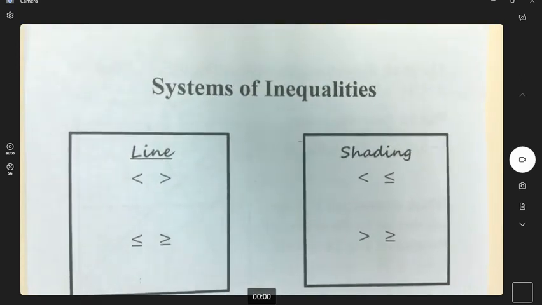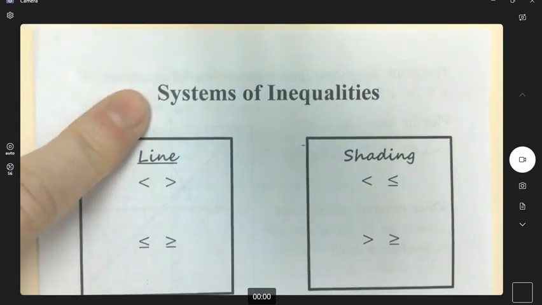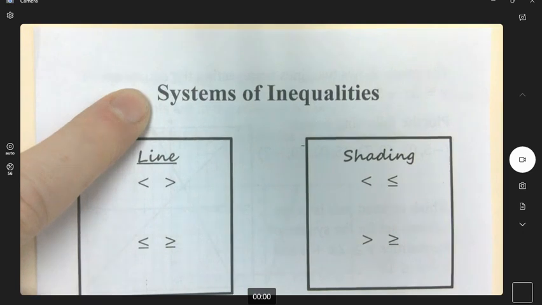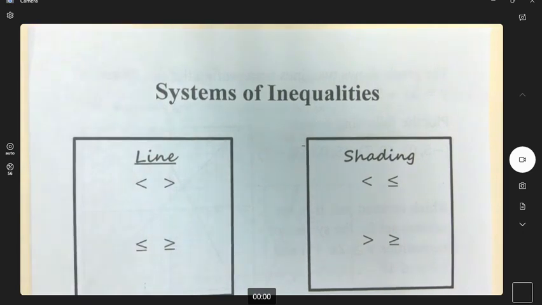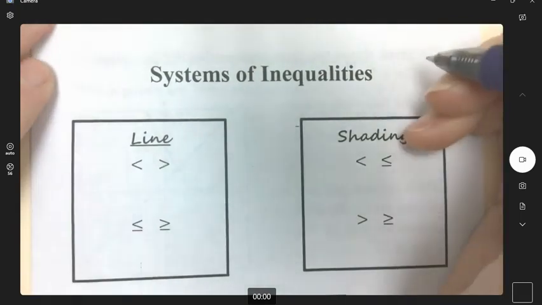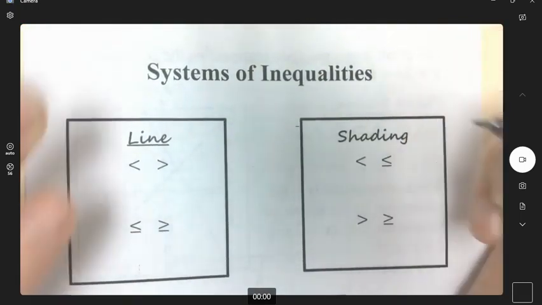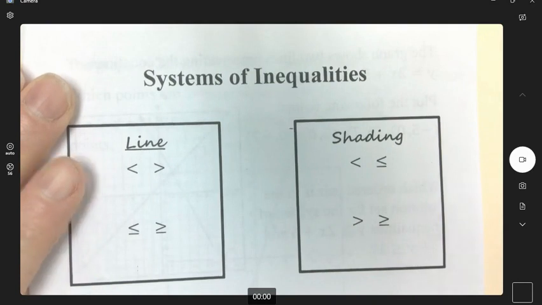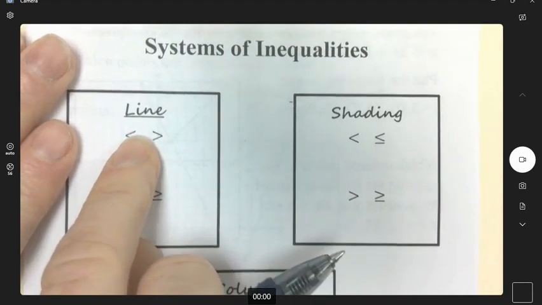Let's talk about systems of inequalities. So remember, a system of equations is when we have two equations that are graphed on the grid. You find the solution where they intersect. But with inequalities, you're going to shade above or below, and you're looking for the double shaded area. So let's talk about how we shade.